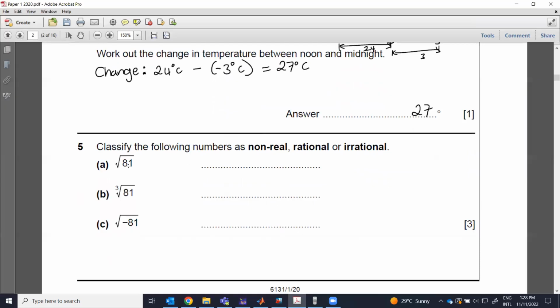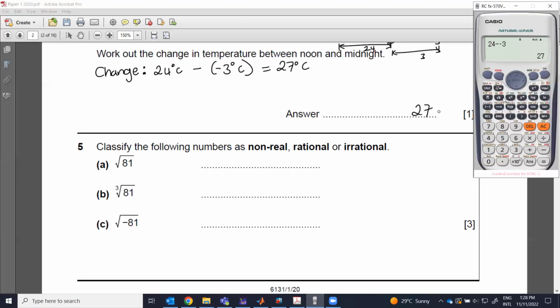Then 5A, classify the following numbers as non-real, rational or irrational. Non-real is, for example, if you typed it in on your calculator, it would say something like error. Let's say we typed in square root of -1. Depending on the mode your calculator is in, it will say error, but non-real does not necessarily mean the same thing as undefined. If you're not sure, you could just type each of these numbers in on your calculator.